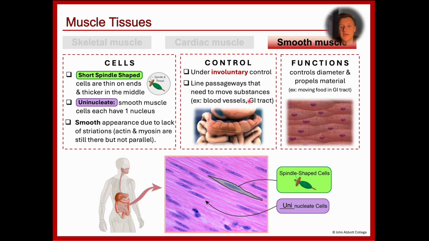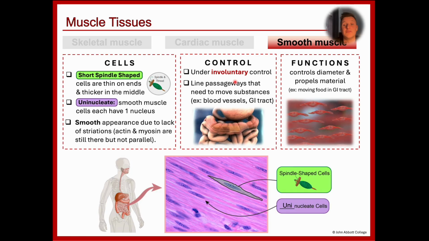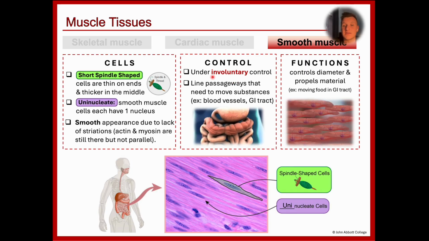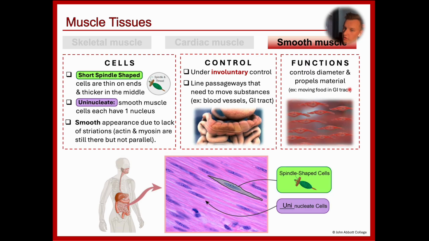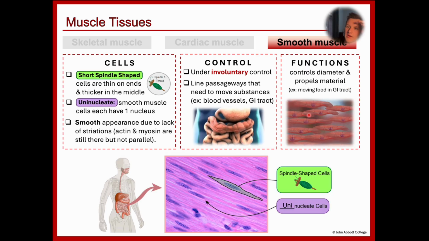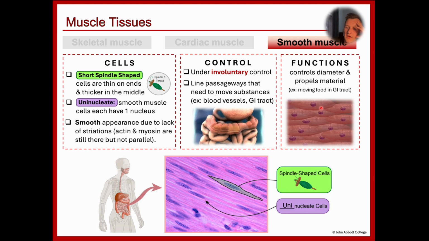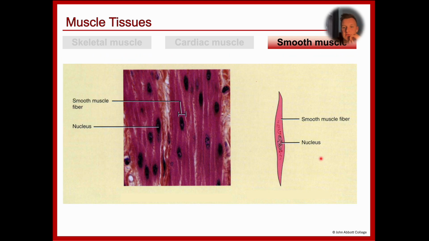So I don't think right now I can ask you to contract your esophagus or your stomach or your intestine, right? That's under involuntary control. We don't control that. And the functions of smooth muscle, as I told you, is to control the diameter and propel material around, especially food in the GI tract, right? But it could also be, we saw them around blood vessels too. So here's your smooth muscle that contracts, bigger, smaller, pushing things around.